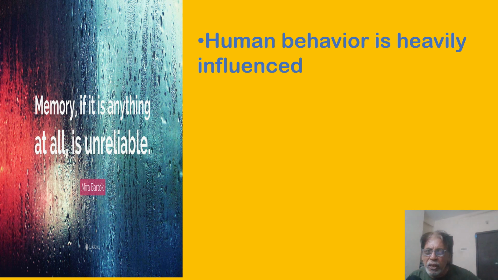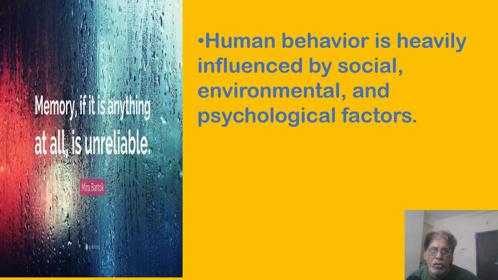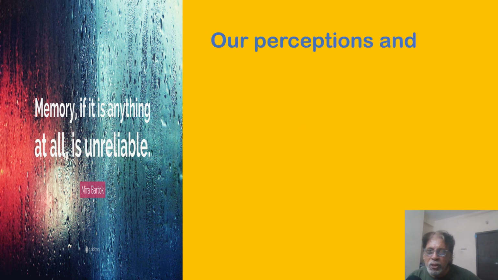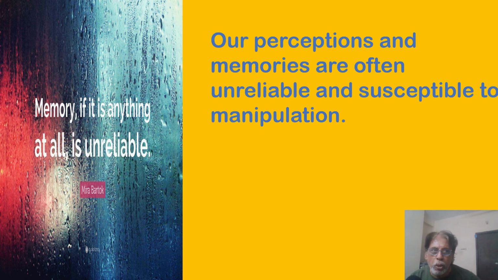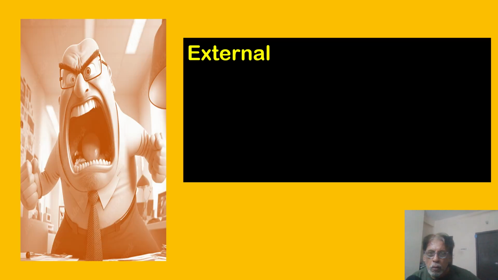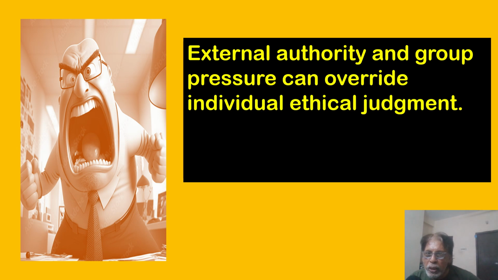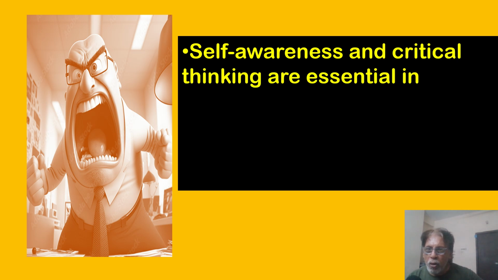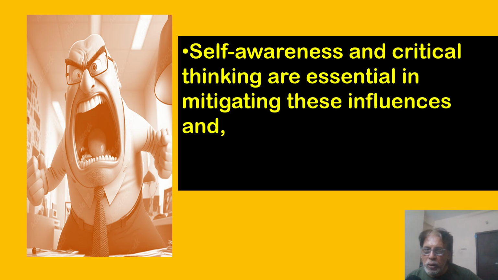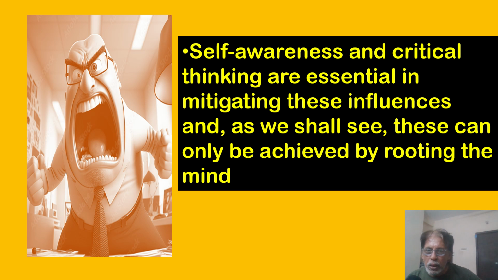Human behavior is heavily influenced by social, environmental, and psychological factors. Our perceptions and memories are often unreliable and susceptible to manipulation. External authority and group pressure can override individual ethical judgment. Self-awareness and critical thinking are essential in mitigating these influences. And as you see, these can only be achieved by rooting the mind.